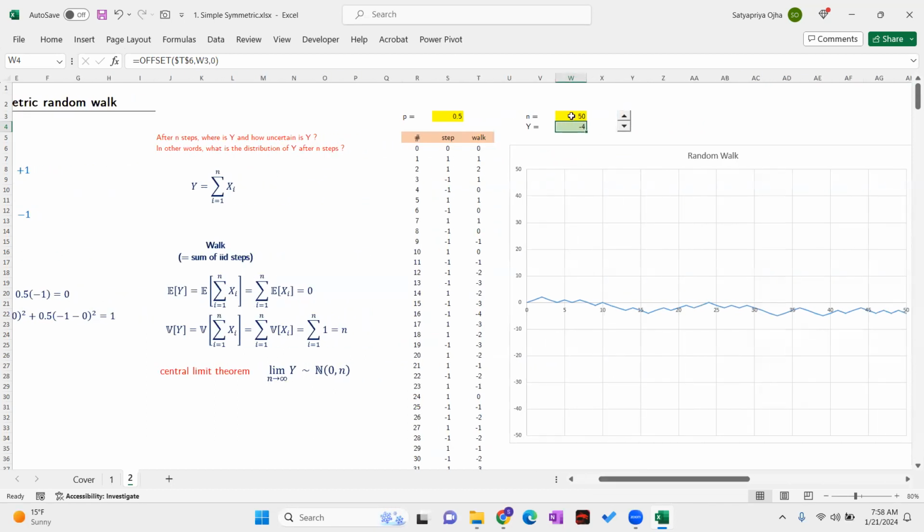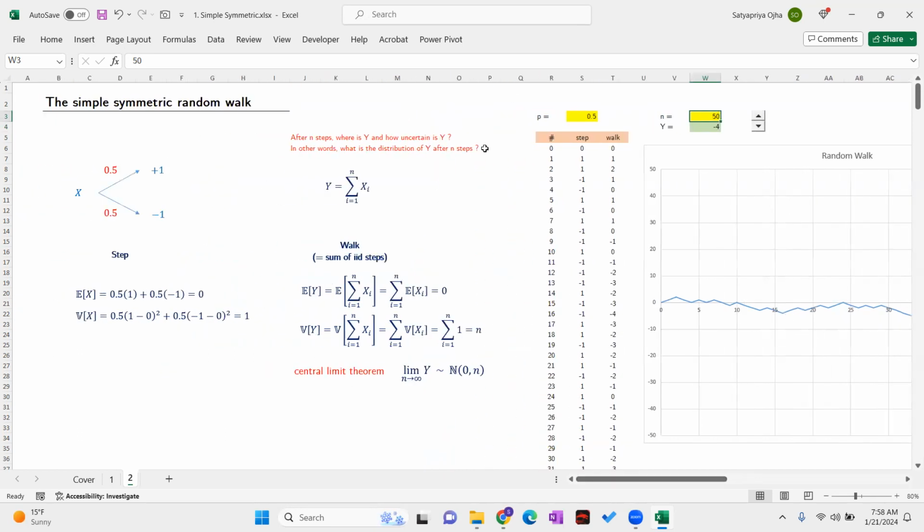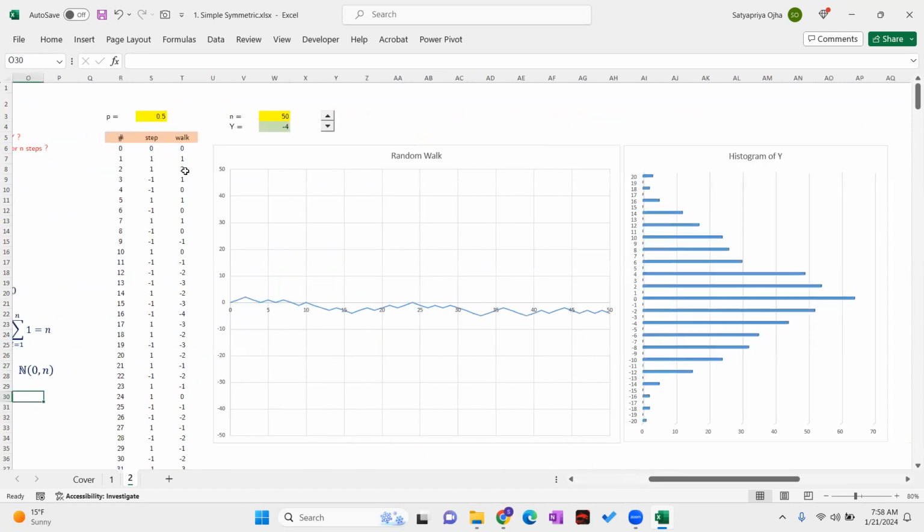By the way, let me ask you this. With n equal to 50, what is the highest possible value it can take? 50, exactly. Correct. And the lowest possible value is -50. Excellent. So I hope you understood this entire sheet. Any questions on this? Step, walk, theoretical expectation, variance, central limit theorem imposes normal distribution, and we verified everything through animation. Are we clear on this sheet, everybody?